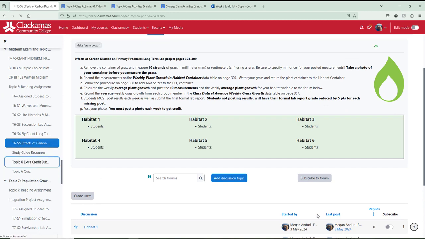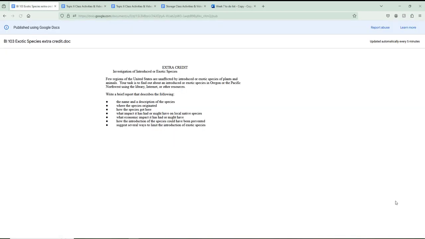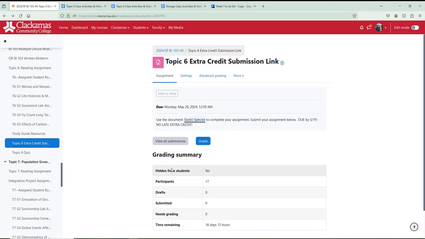In addition, we have an extra credit assignment. So with this extra credit assignment, you're going to learn about an exotic species and basically write a little essay about it. So you're going to write a brief report. You're going to learn about that exotic species, where it originated from and so forth, and see what about this invasive species, what its economic impact has been and how it was introduced and so forth, and just describe it, and then you'll submit it for 5 extra credit points. Okay, so that is due by Sunday or Monday midnight, it looks like. Oh no, I guess that's Sunday midnight as well.